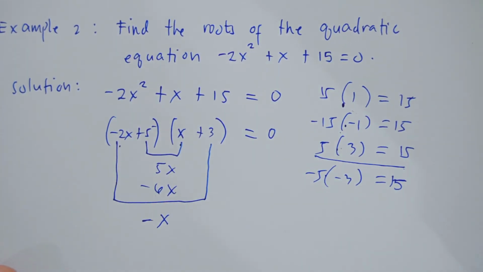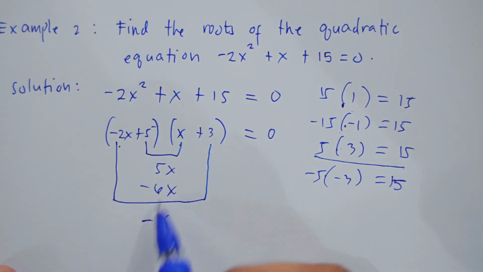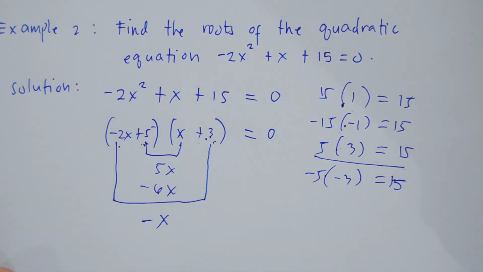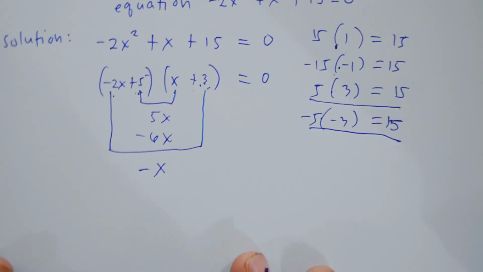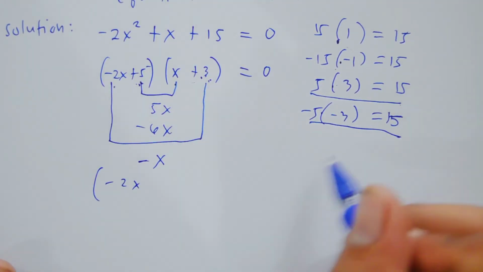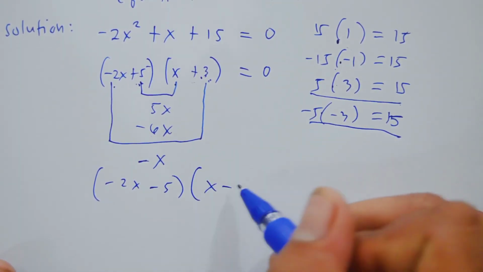So our answer is negative x. Wrong. This is not the correct factors of this equation. So let us use another one. So we have negative 2x minus 5 times x minus 3.